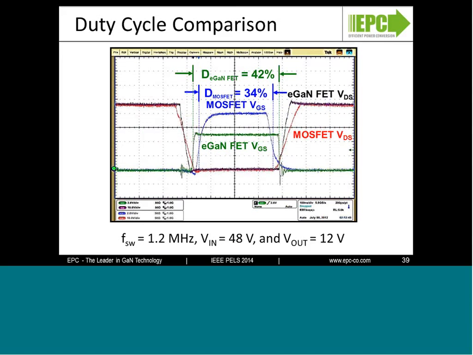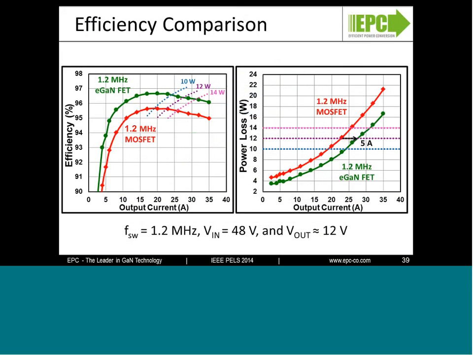And the longer you're delivering power and the less time you're circulating energy, setting up for your soft switching, the more efficient your design will be. With the eGaN FET-based design, we can deliver power around 42% of each half cycle, while the MOSFET was limited by its high gate charge and high output charge to only around 34% for each half period. And that's going to translate directly into higher efficiency and lower power loss.